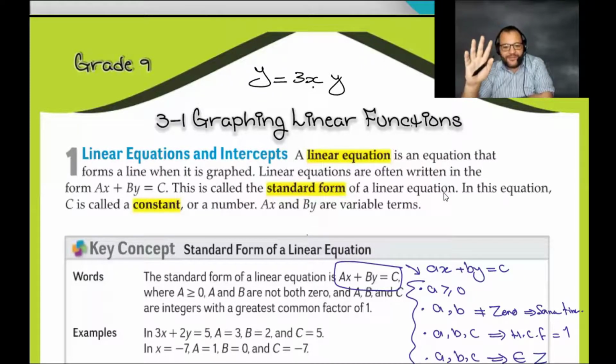This one is to the second degree. It should be ax plus by equals c and first degree.